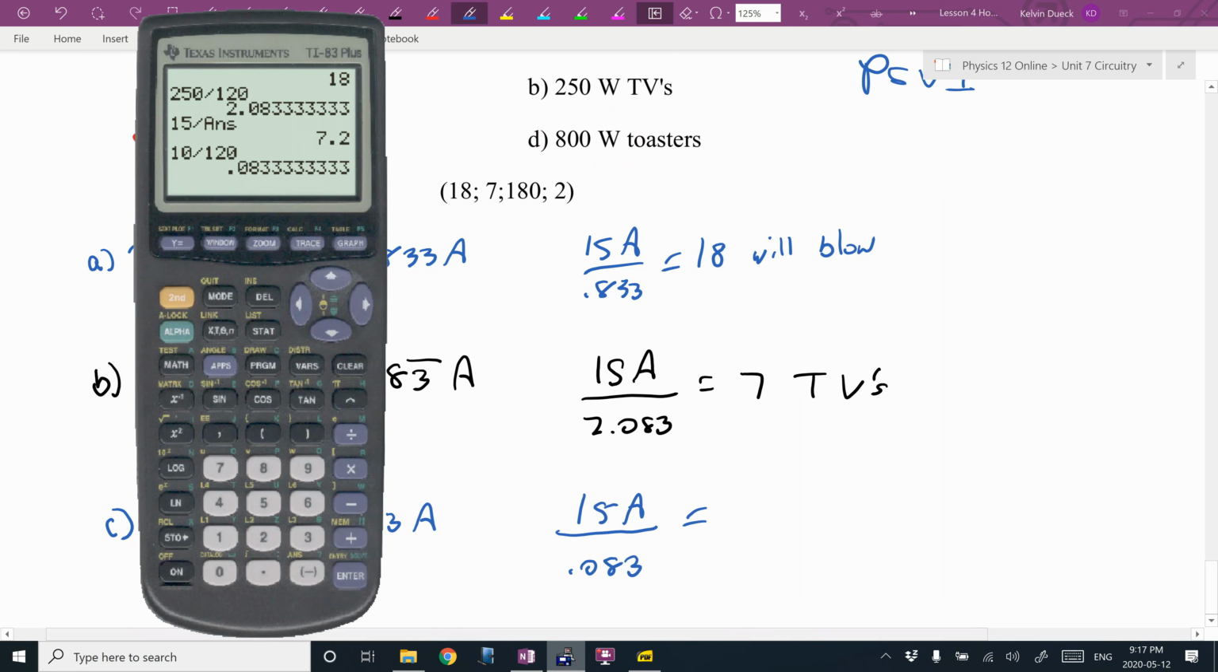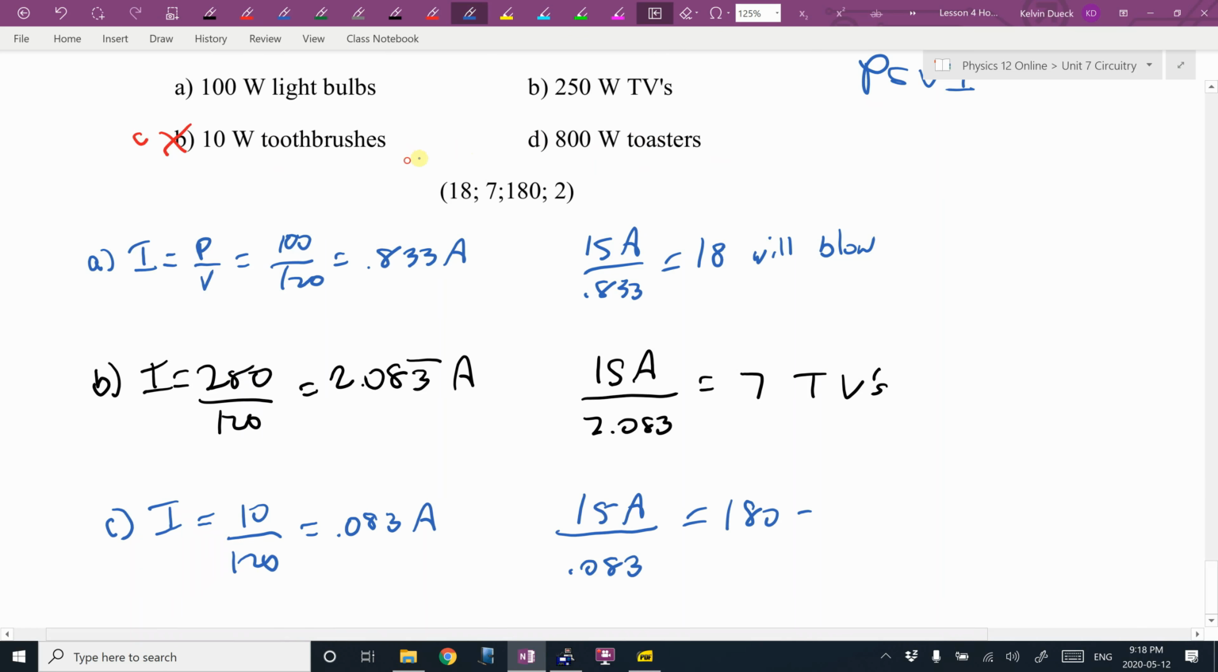How many electric toothbrushes could be run? I'm guessing a fair number. 180? Holy smokes. I guess 180 would technically blow the breaker, so technically 179. So up here, really, I should change this to 17.